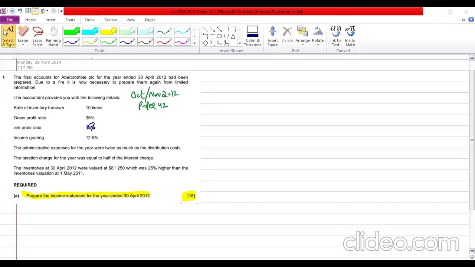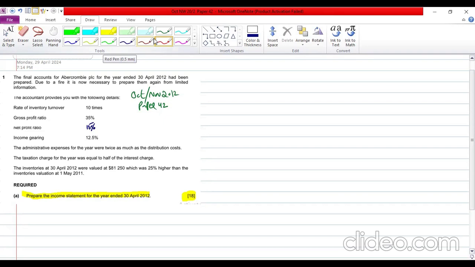The A2 paper code is 42. It is the old scheme, that's why it's 42. But in the new 2024 scheme, financial accounting is paper 31, 32, 33 as per the region. Now, the final accounts of Abercrombie PLC for the year ended have been prepared.